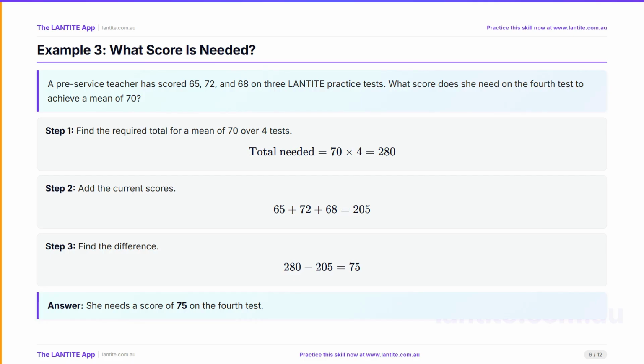This is a classic LANTITE scenario. A pre-service teacher has 3 practice test scores and wants to know what she needs on the 4th test to reach a mean of 70. The required total is 70 times 4, which is 280. Her current scores add up to 205. So she needs 280 minus 205, which is 75 on her 4th test. This type of question, what score do I need, is one of the most common average problems on the LANTITE.